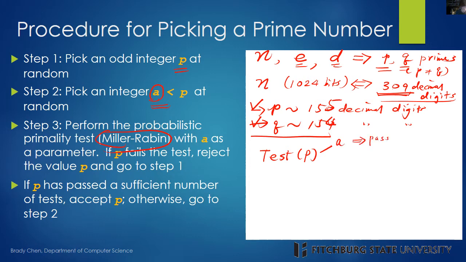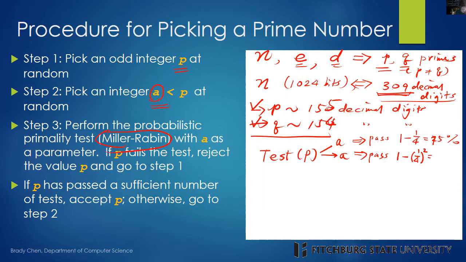then the chance that p is a prime number is 1 minus 1/4. That's about 75%. Okay, so then we choose another a, a different a, right? And it also passes. So the chance that p is a prime number is 1 minus 1/4 squared.